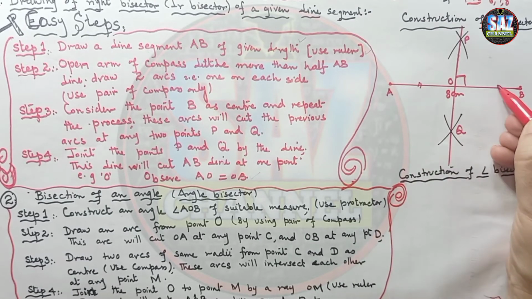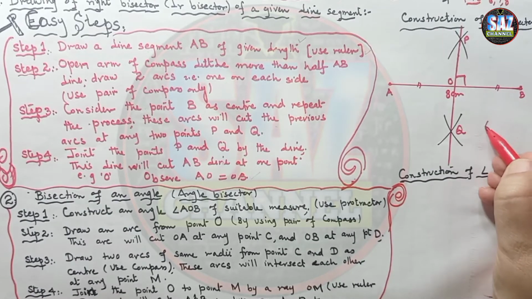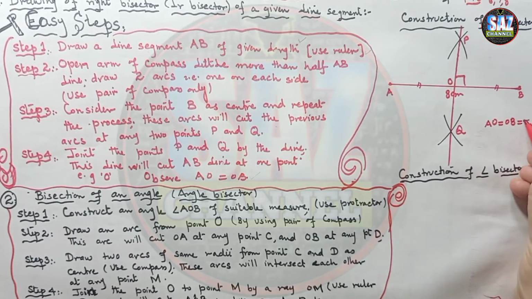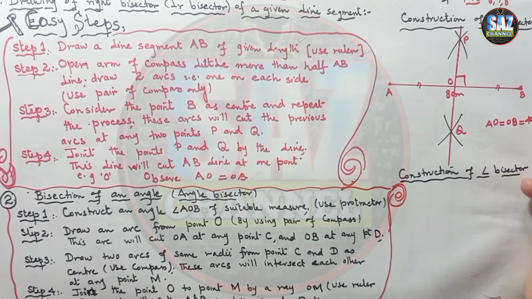I hope you are clear how to construct the perpendicular bisector. O to B equals 4 centimeter. You should watch this lesson and understand the construction of the perpendicular bisector before moving to the next class, because the next class will be the combination of all these loci. Moving to the next concept, how to construct the angle bisector.